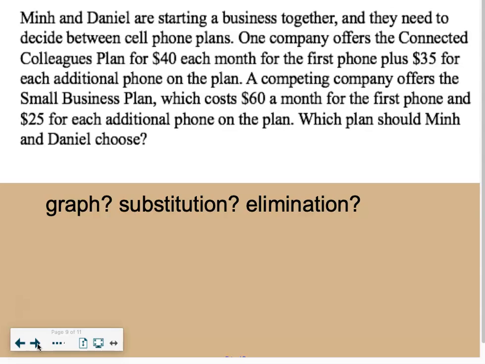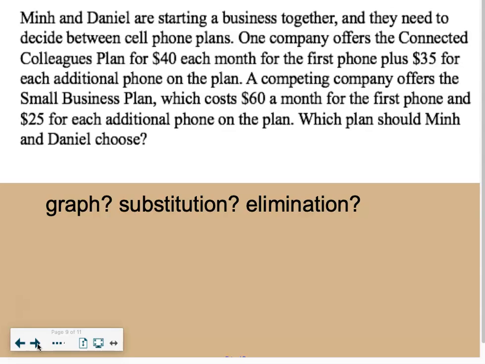So without doing any work, do you have an idea of which one would be the better plan? Why the first one? Adi, that was you? Yeah, we could just do a little bit of math. 40 plus 35 is 75. 60 plus 25 is 85.